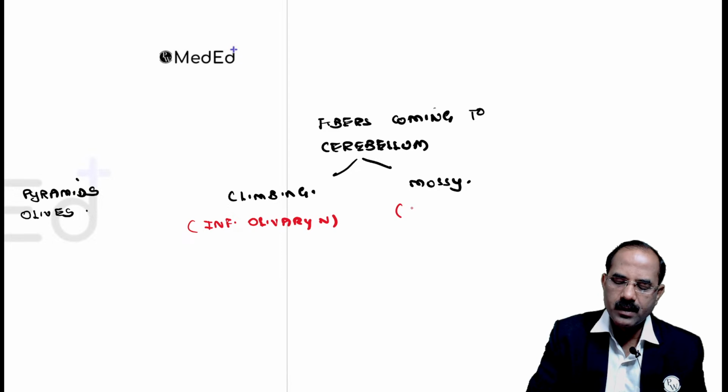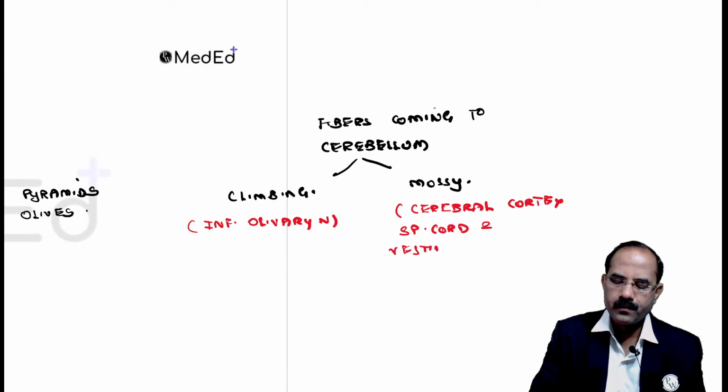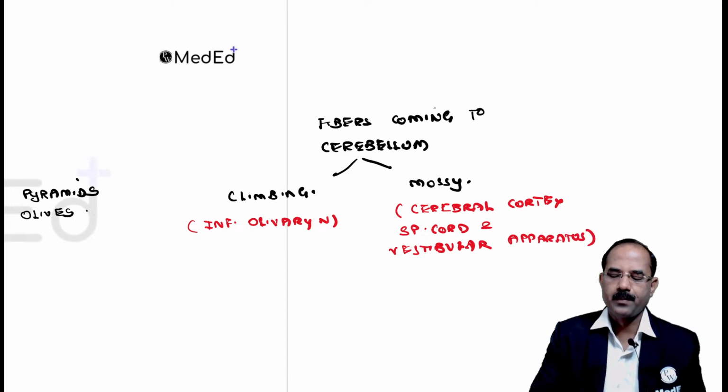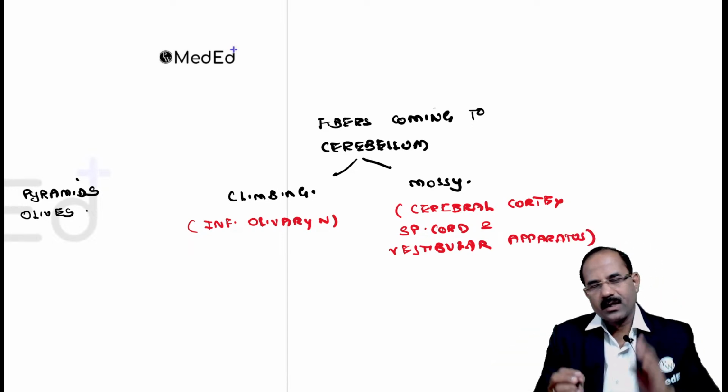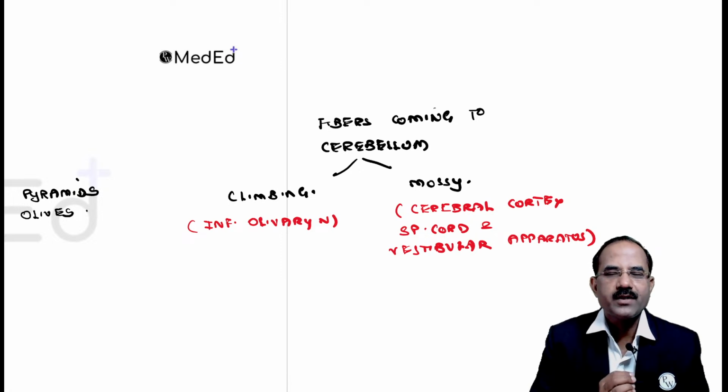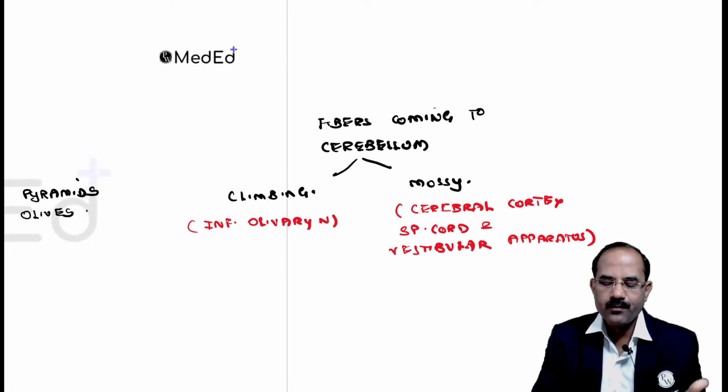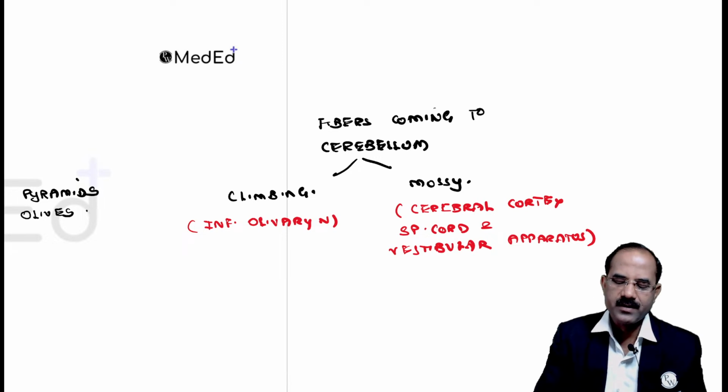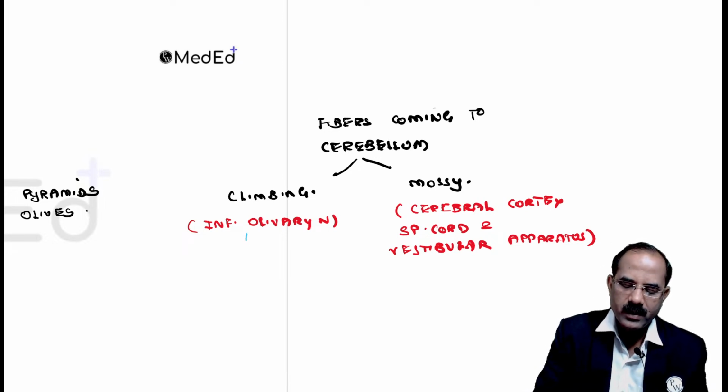The mossy fibers come from the cerebral cortex, the spinal cord, and the vestibular apparatus. So there are two types of fibers, climbing fiber and mossy fiber. Where do the climbing fibers come from? Inferior olivary nucleus. And this climbing fiber will go and stimulate what?